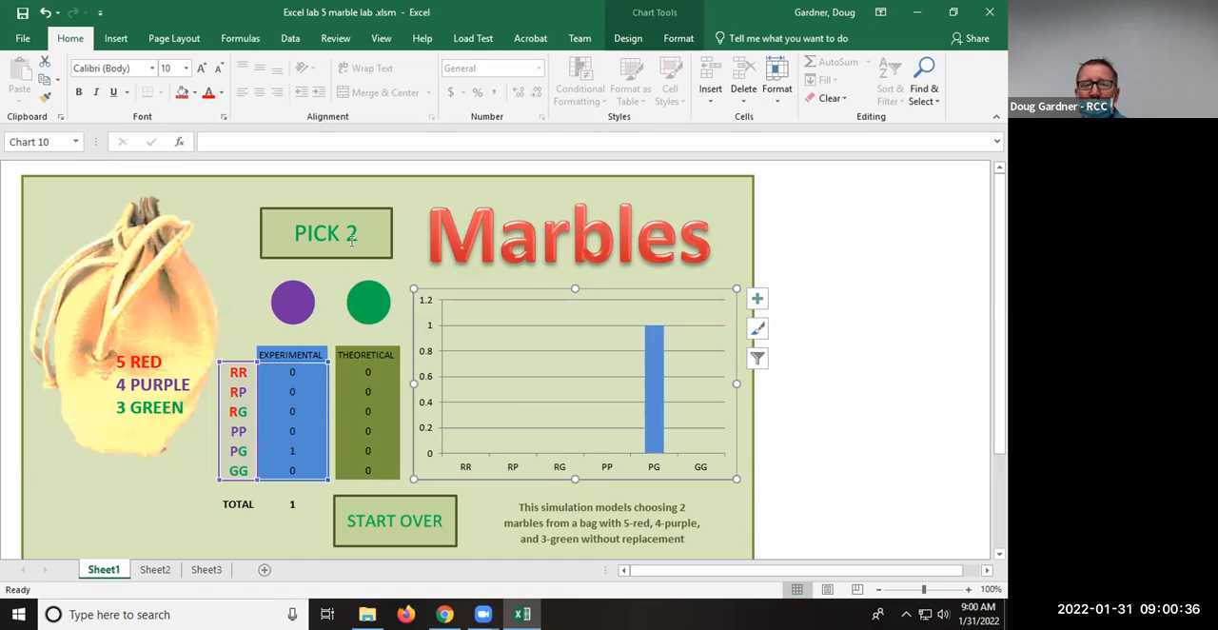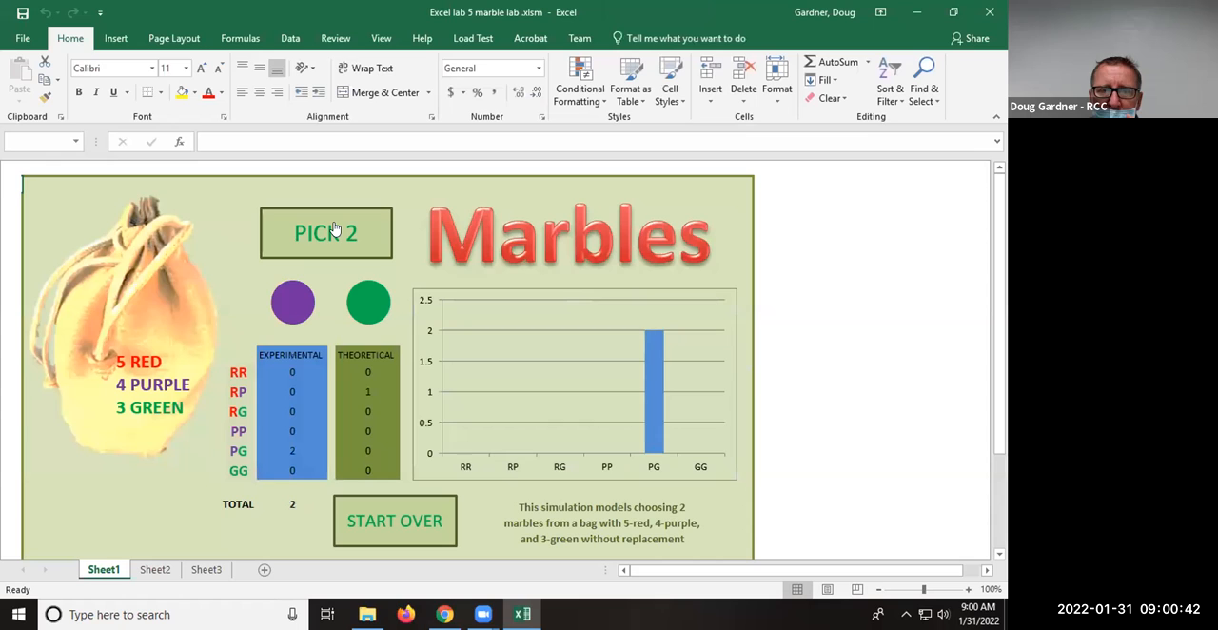So then I pick it again. Notice same thing happened again. You got another purple and a green. See how it says 2 up there now? So that happened twice in a row.